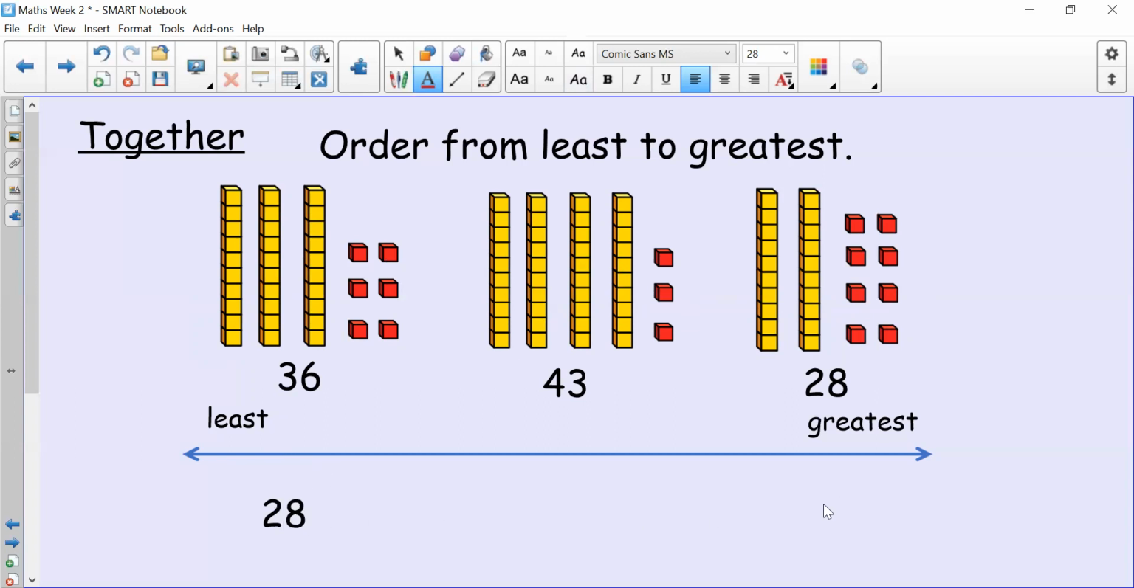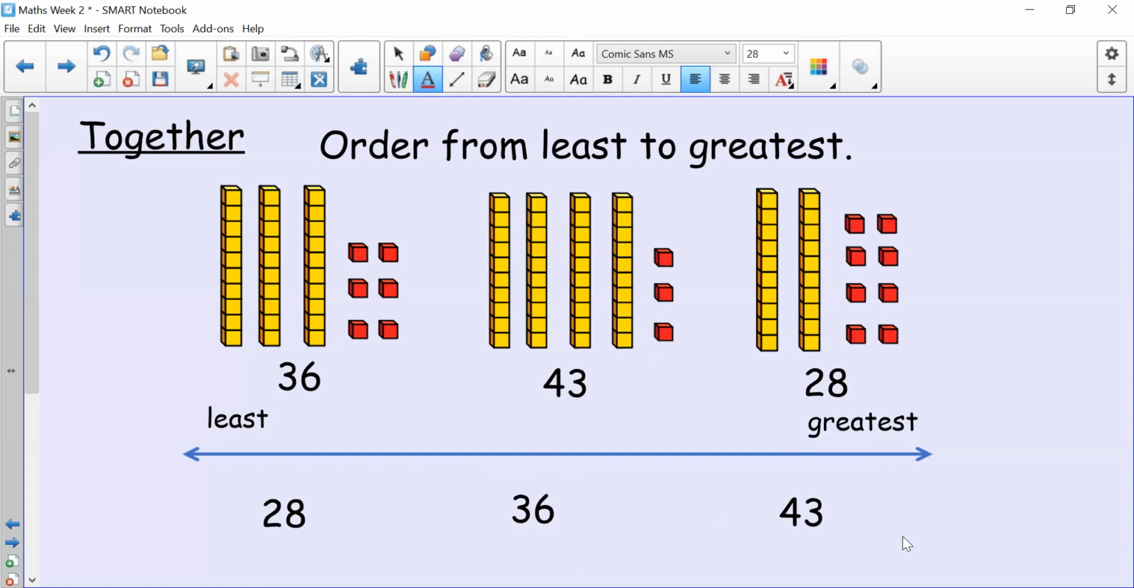Now let's have a look at the greatest. So which number has the most amount of 10s, the greatest number of 10s? 43, yes, because 4 10s is more than 3 10s and more than 2 10s. So 43 is the greatest, which must mean that 36 goes in the middle. Did you order them in that way as well?